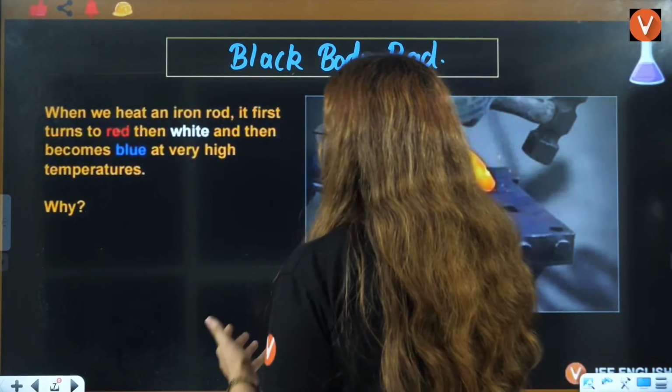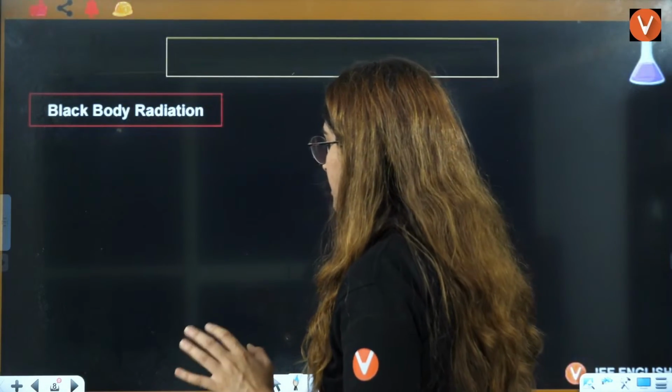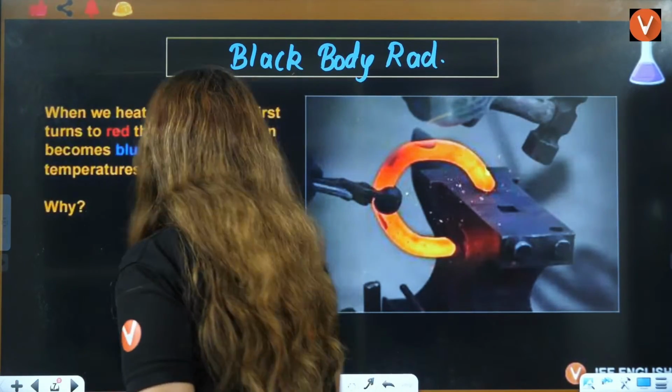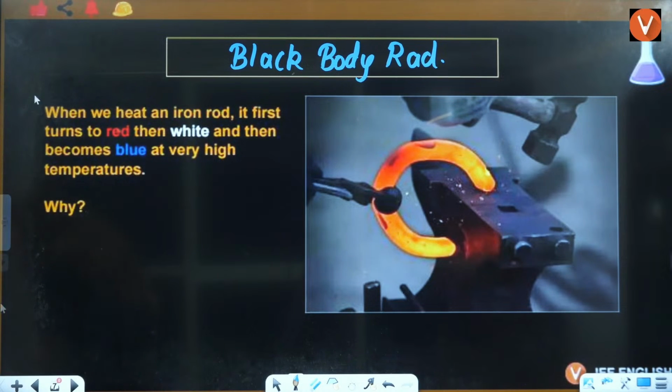Now, I'll talk about what exactly is happening here. So for that, let's talk about why the color changes with temperature.